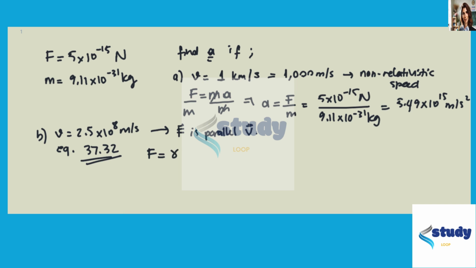If the force is parallel with respect to your velocity vector, you're taking the cube of the gamma factor times m times a. So again, we're after the acceleration, so I'm going to divide both sides by gamma cubed times m. So acceleration is going to be F over gamma cubed times m. F over m we already calculated here.